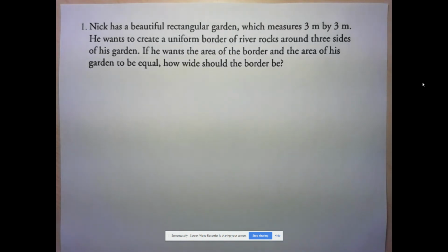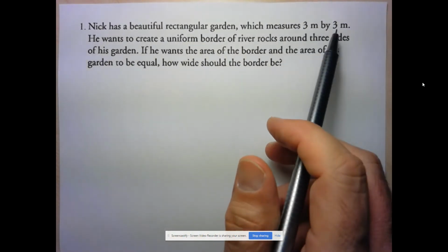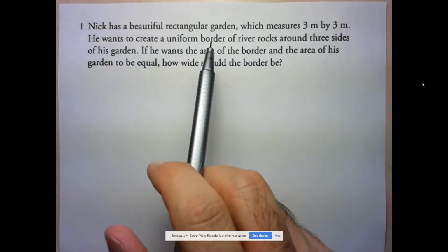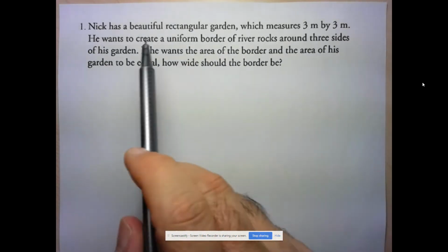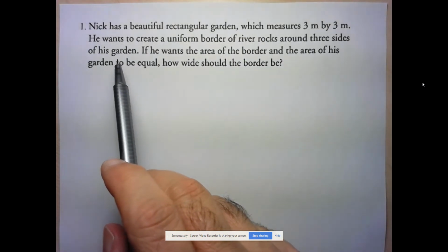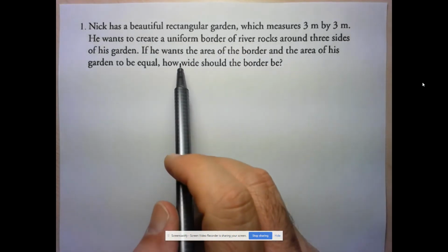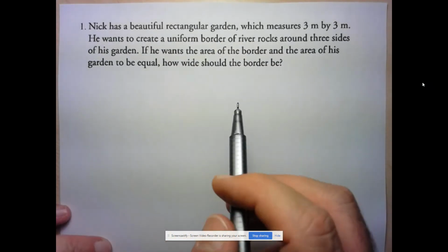Hi folks, we're going to take a look at number 1 from the homework. So here we've got someone who's got a rectangular garden which measures 3 meters by 3 meters, and they want to create a uniform border around 3 sides of the garden. So a little different from some of the other ones we've seen. And they want the area of the border and the area of the garden to be equal. And then they want to know how wide the border should be.